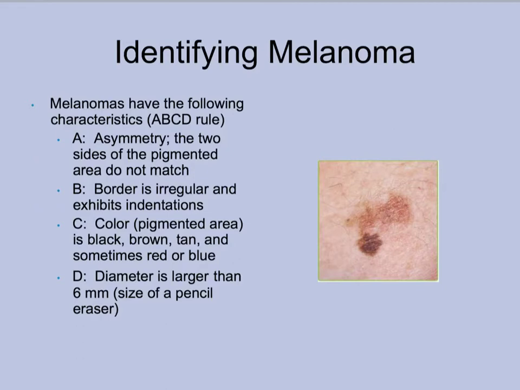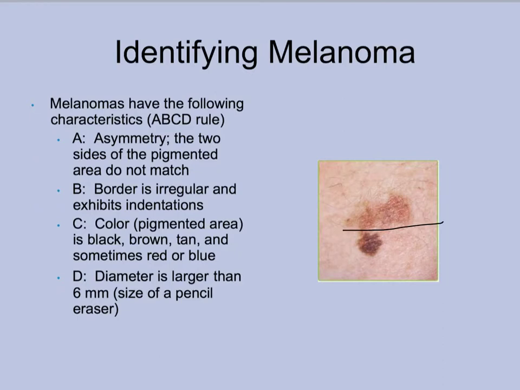The one side, so if you draw a line either way, one side doesn't match the other side, the color doesn't match the other side, the border is irregular. Normally moles have pretty much a rounded look, and this one is very irregular. So C, color is black, brown, tan, and sometimes red or even blue. So if you see a mole that has always been one color and then all of a sudden changes colors and starts looking different, then that's one of the times when you might want to go ahead and go see the doctor.